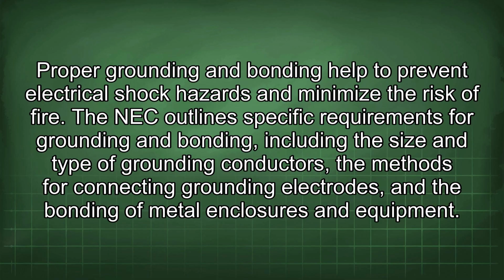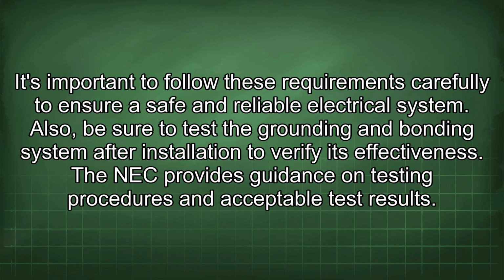The NEC outlines specific requirements for grounding and bonding, including the size and type of grounding conductors, the methods for connecting grounding electrodes, and the bonding of metal enclosures and equipment. It's important to follow these requirements carefully to ensure a safe and reliable electrical system. Also, be sure to test the grounding and bonding system after installation to verify its effectiveness. The NEC provides guidance on testing procedures and acceptable test results.